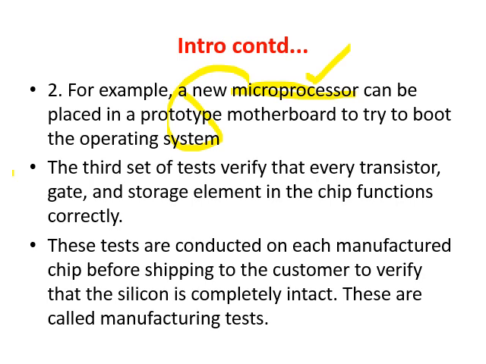And the third type of test goes in detail. It will try to see whether every transistor or every gate or every storage element within that chip is functioning correctly, whether it is working correctly or not. So this is again more complex compared to the second type of testing. This third type of testing is called manufacturing test. It is conducted on each manufactured chip, as I have told you, before shipping to the customer.